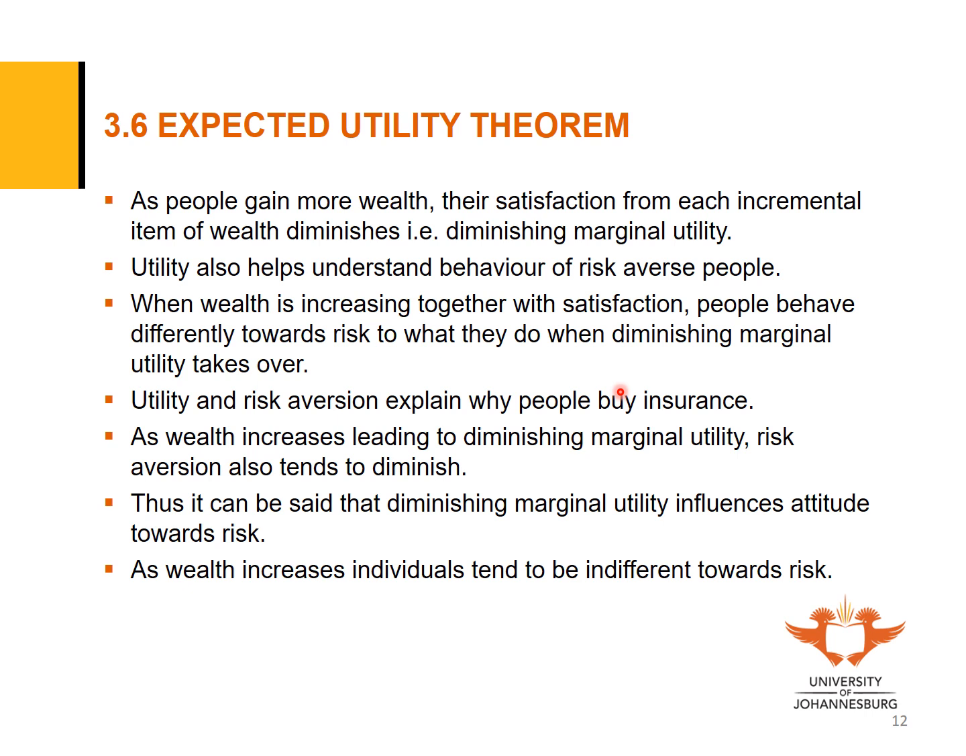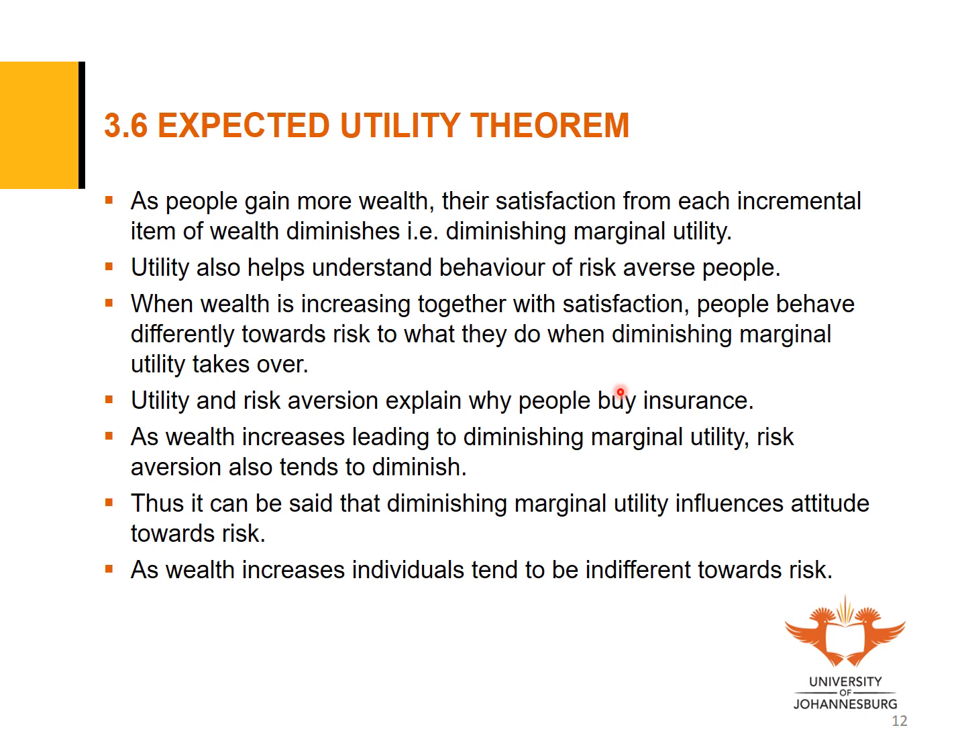So utility also helps us to understand the behavior of risk-averse people. And it is taken that most of the population is risk averse, right? So when wealth is increasing together with satisfaction, so every time you get more money, it's increasing your satisfaction, people behave differently towards risk, right? Versus once it starts reaching diminishing marginal utility, obviously people's attitude towards risk then changes, right? So utility and risk aversion explain why people buy insurance, right? So as wealth increases, leading to diminishing marginal utility, risk aversion also tends to then diminish, right?